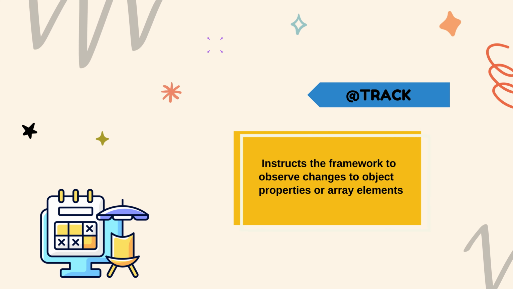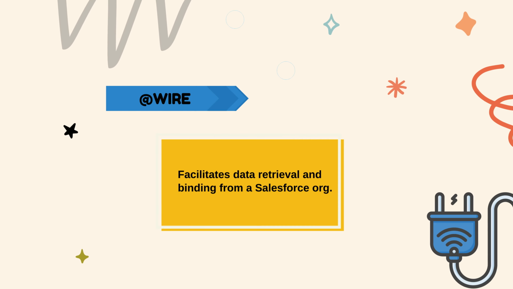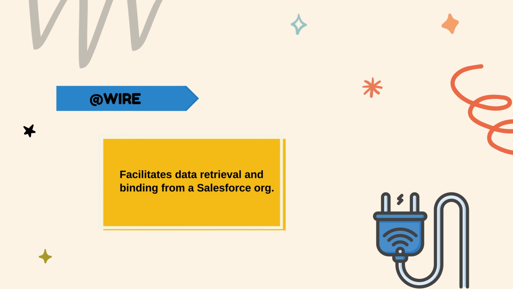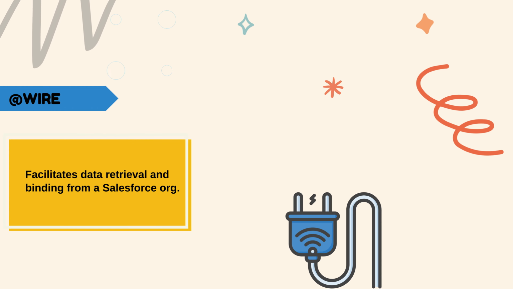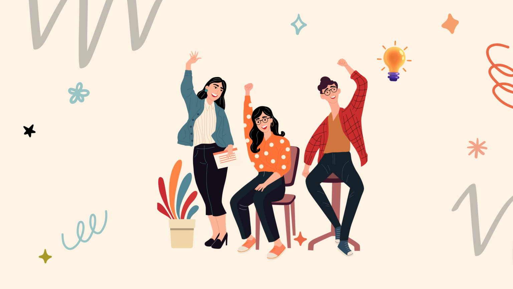Track instructs the framework to observe changes to object properties or array elements. Use when changes should trigger a component re-render. Wire facilitates data retrieval and binding from a Salesforce org, a powerful tool for seamless integration. Congratulations! You've delved into the intricacies of creating Lightning Web Components. Armed with the knowledge of HTML structure, JavaScript functionality, and the magic of decorators, you're on your way to crafting powerful components.